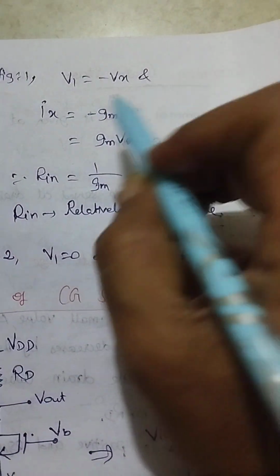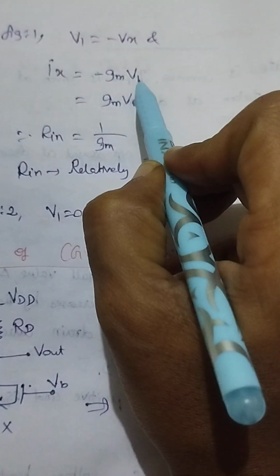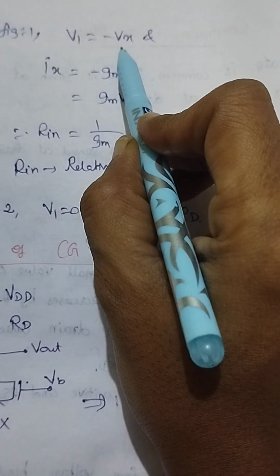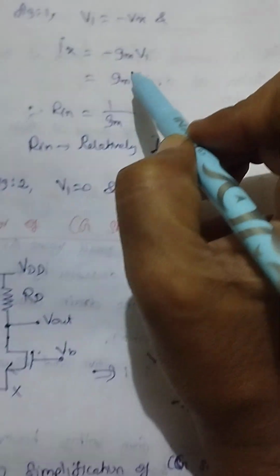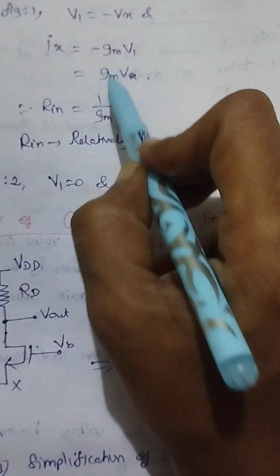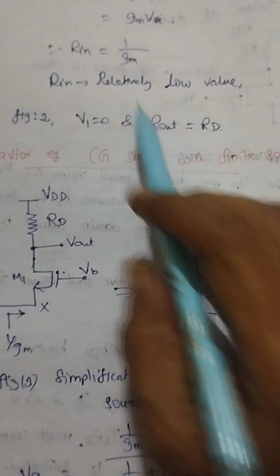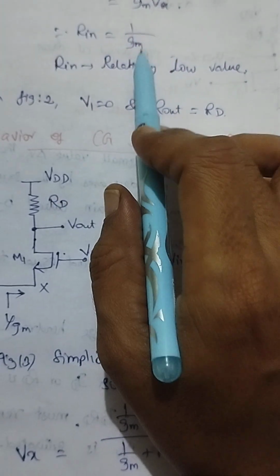V by R. That is Ix equal to minus Gm into V1. Instead of this V1 we can write minus Vx, so minus into minus plus, so this will become Gm Vx. So Rn is nothing but 1 by Gm. Here Rn is nothing but 1 by Gm, so Rn is a very low value.